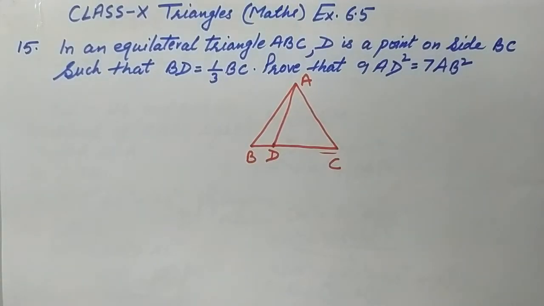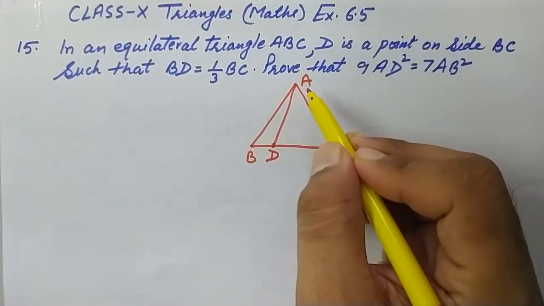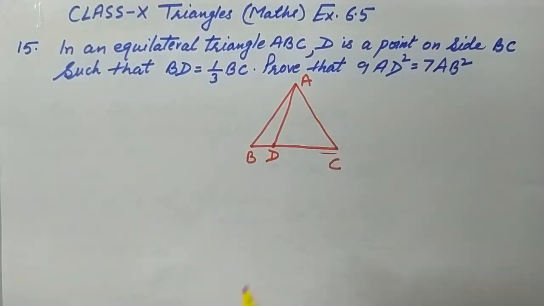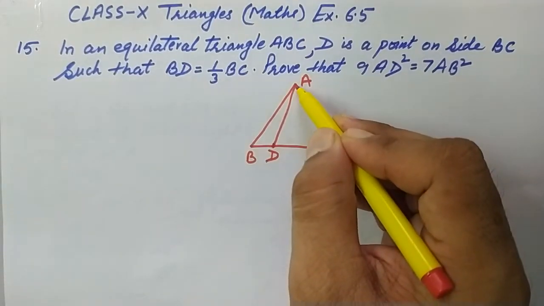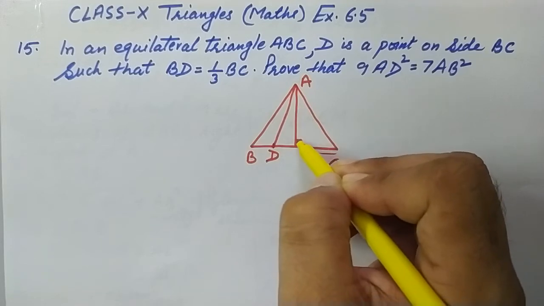Now what we do in this question, first of all we'll apply Pythagoras theorem. For applying Pythagoras theorem we need one altitude here. So one construction will be that we'll draw one altitude. From A we will draw a right angle. So drop a perpendicular from here. Suppose this is AE.